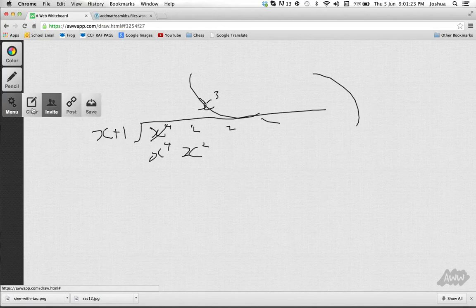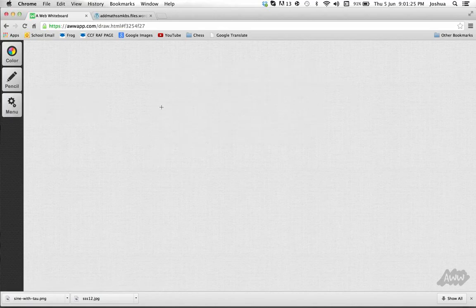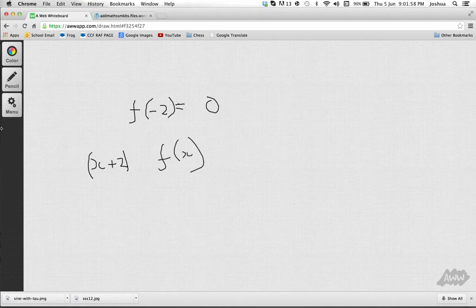You can also use the actual theorems themselves by making your equation equal to 0. So if you want to find out if x plus 2 is a factor, you substitute in minus 2 for x, because if x is equal to minus 2, this factor will become 0, and you'll find out what the remainder is. If the remainder is 0, that means x plus 2 is a factor of f of x. So that's the factor and remainder theorem sorted for you guys.